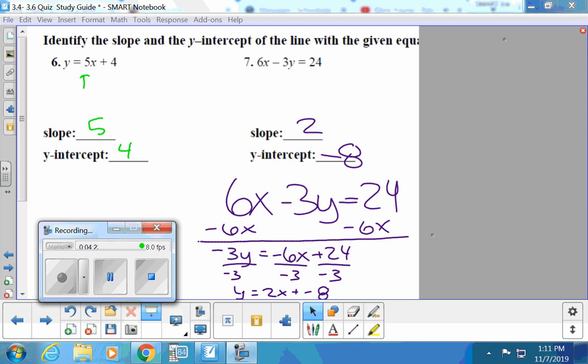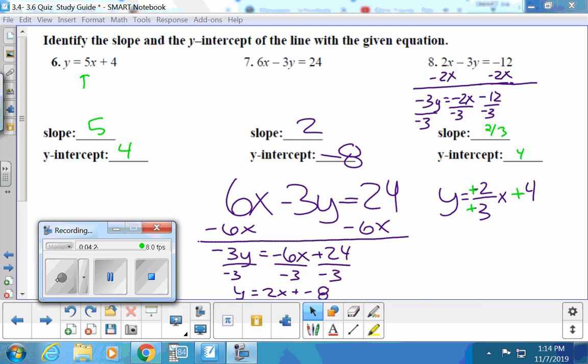Good work. Okay, this one was very unique. There were negatives all over the place. Don't lose your negatives. You subtract your 2x over, and you divide everybody by negative 3. Look at that. Negative divided by negative is positive. Negative divided by negative is positive. So it was a positive slope and a positive 4 as the intercept. Okay?